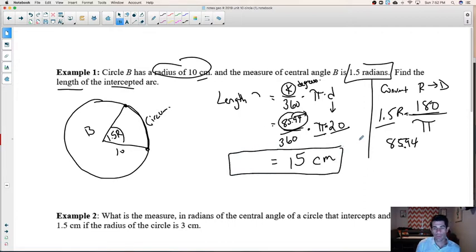Okay, so it's just kind of calculator work. And the only difference, compared to what we were doing the other day when I was giving you the degrees, is now we're talking about radians.